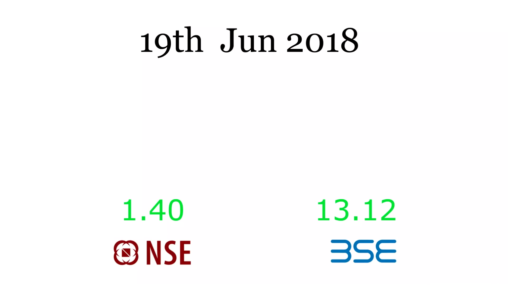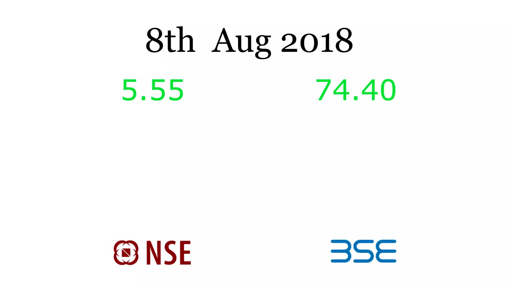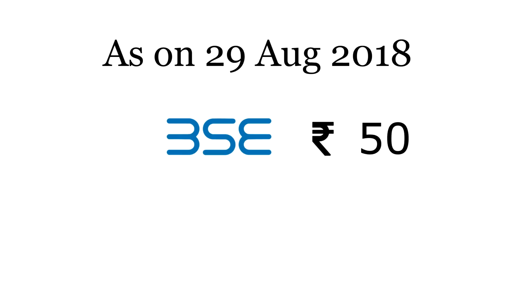The shares continued to hit the upper circuits of 5% in both the exchanges in every trading session till 8th August. On 8th August, the price has touched a high of 74.4 rupees on BSE, whereas on NSE it got up to 5.55 rupees. As on 29th August, each share is trading on BSE at 50 and on NSE at 10. Now, because of the price difference, the shares continue to hit the upper circuit on NSE, trying to catch up with the price on BSE, whereas on BSE, the shares trade with normal volatility.